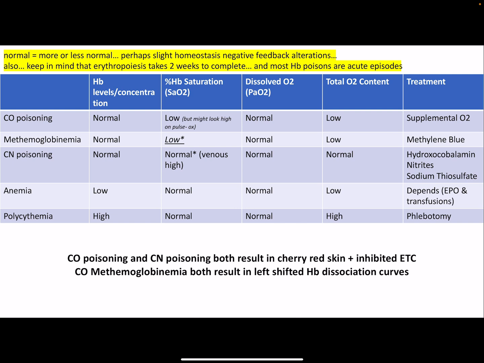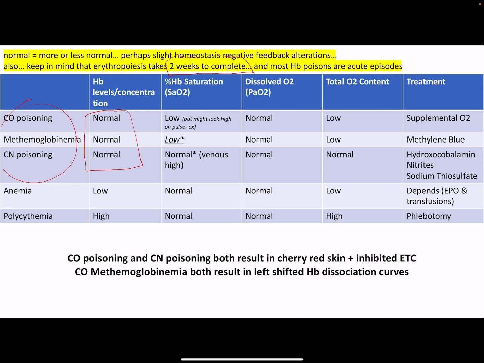So for all of these, note that there might be slight homeostatic feedbacks, right? Where if your oxygen levels go low or high, you're going to make more erythropoietin, and then you're going to have more erythropoiesis. You might have more or less red blood cells, but at the same time, keep in mind that takes 2 weeks to complete, and most of these hemoglobin poisonings are relatively acute phenomena. So let's start with these three. These should not affect the amount of red blood cells on an acute level.